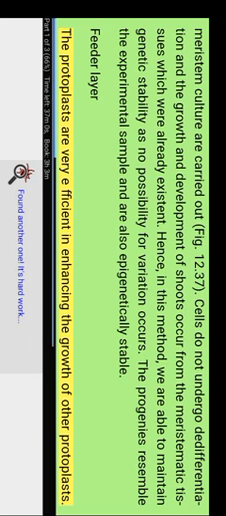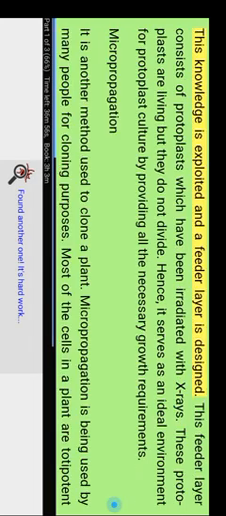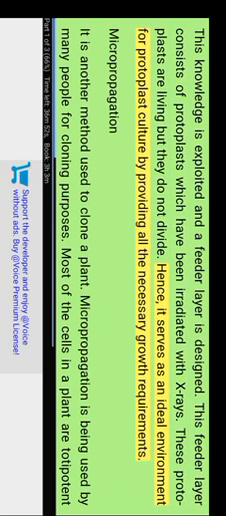Feeder layer. The protoplasts are very efficient in enhancing the growth of other protoplasts. This knowledge is exploited and a feeder layer is designed. This feeder layer consists of protoplasts which have been irradiated with X-rays. These protoplasts are living but they do not divide. Hence, it serves as an ideal environment for protoplast culture by providing all the necessary growth requirements. Micropropagation. It is another method used to clone a plant.